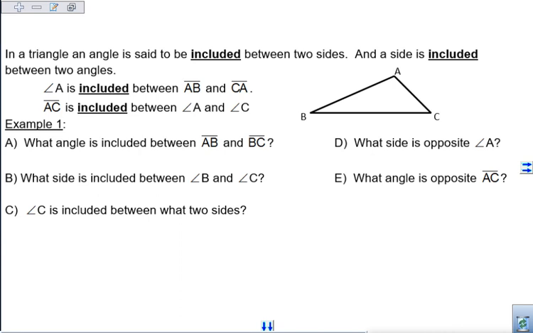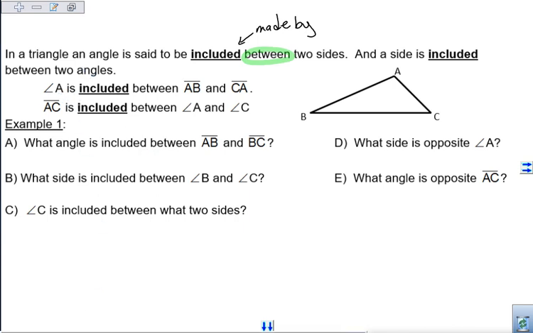Next up, we're looking at the word included. Included means between, or being made by. And it goes for both two sides including an angle, so two sides making an angle, or it goes for a side that's included by two angles. So it's the side that's sandwiched in between two angles or being made by those two angles.